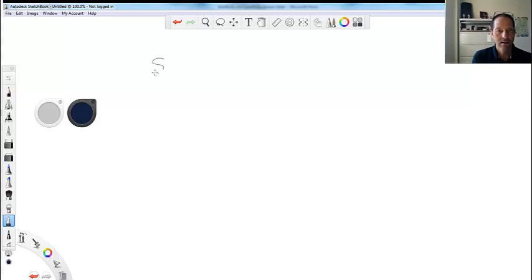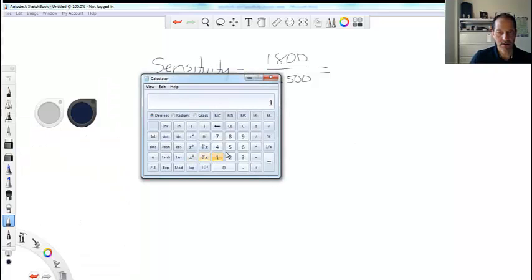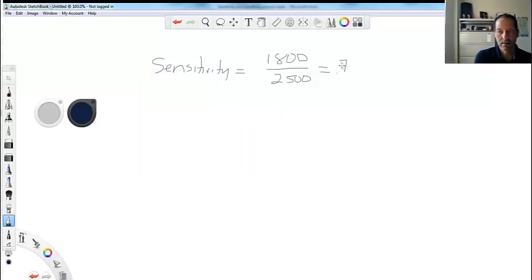Sensitivity is equal to 1,800, we said, divided by 2,500. And we take out a calculator and do that. So it's 1,800 divided by 2,500. We get 72%. So our sensitivity is 72%, or 0.72.